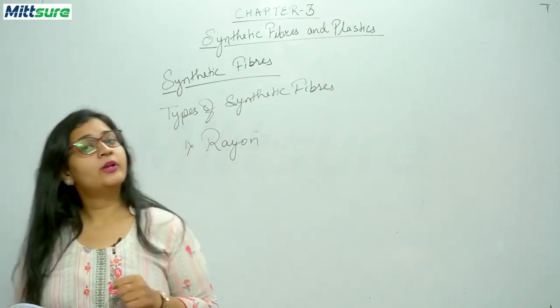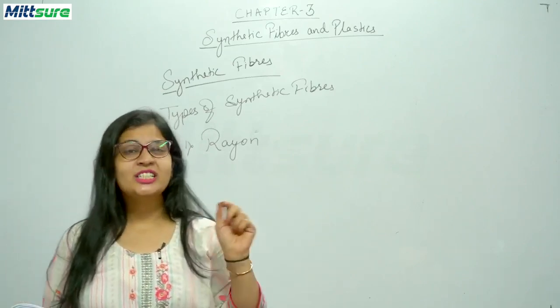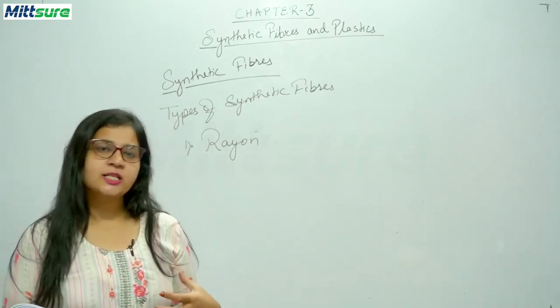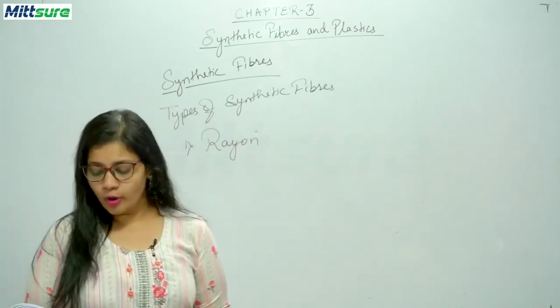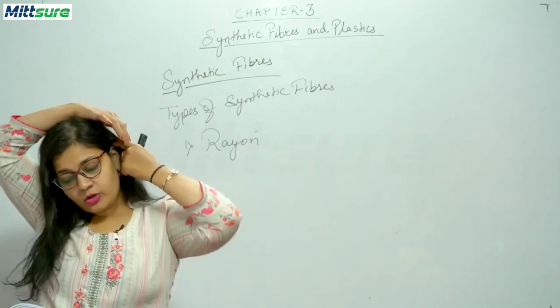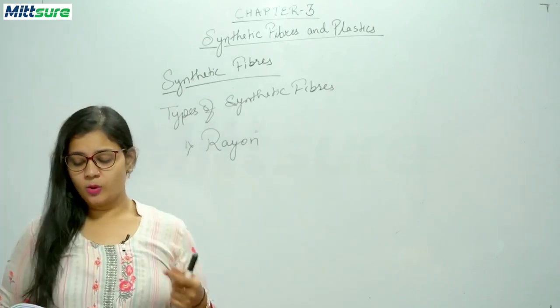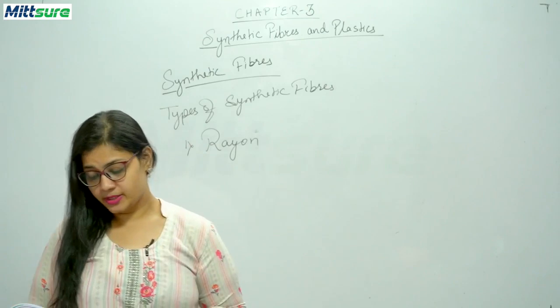The properties of rayon are ये shiny होता है, that is वो shine करता है, and it resembles silk in appearance. Second, it absorbs sweat. So rayon cloths are preferred in summer over other synthetic fibers.